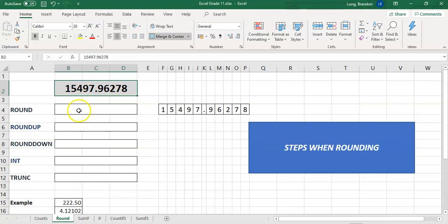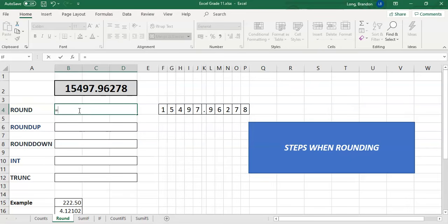So now, there is a round function in Excel. I'm going to say equals round. It rounds the number to a specific number of digits. Now, how does it know which digits? Well, that comes down to the parameters. So let's have a look here. We want the number that you want to round and how many digits you want to round it to.